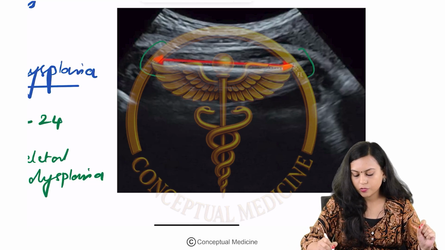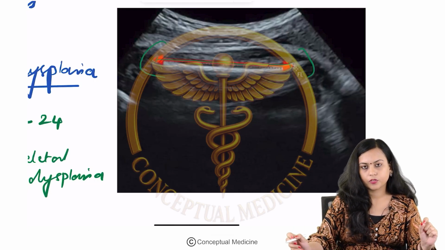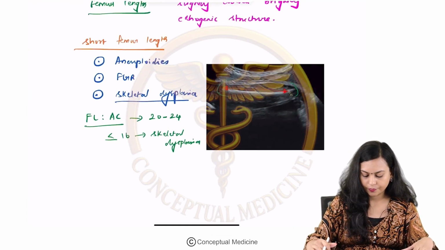Okay. So, this is the femur length measurement. This is a brightly echogenic structure and we are going to measure from the top to the bottom. Okay. So, this is how femur length is measured.